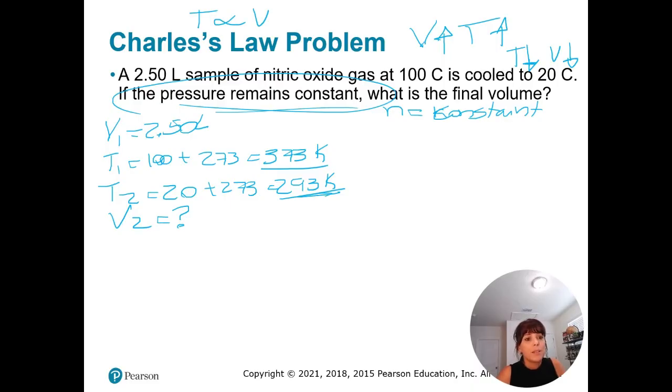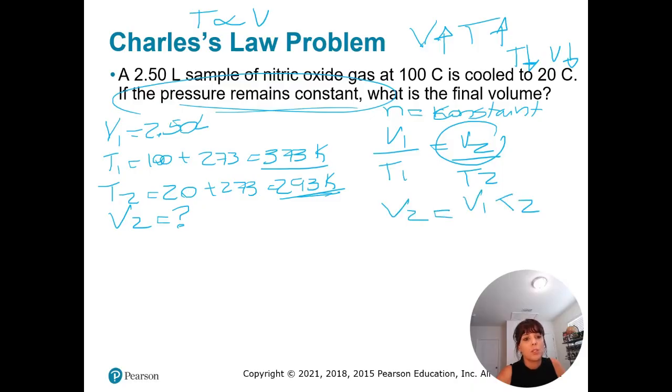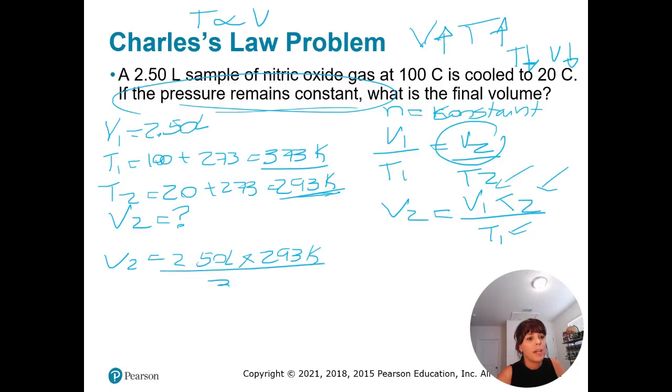We know that V1/T1 is equal to V2/T2. What I want is V2, so V2 will be V1 times T2 divided by T1. You're just going to plug in your data. So I have 2.50 liters, I have T2, which is 293 kelvins, and I'm going to divide by 373 kelvins. I'm going to do this math by myself over here, but you can do your math over there.